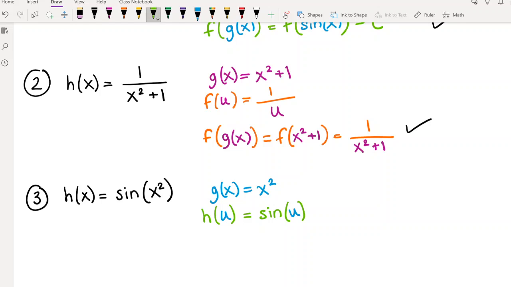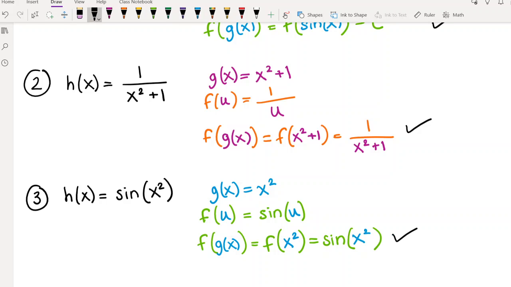And so let's test that we actually get the right thing. Sorry, I meant to write f. That's the letter we're using for the outside function. So if we compose these together, we get f of g of x equals f of x squared, right? Because that's what g of x is. And what is f of x squared? Well, the function f does sine of whatever is inside the parentheses. So in this case, we have sine of x squared. And that is what we started with.